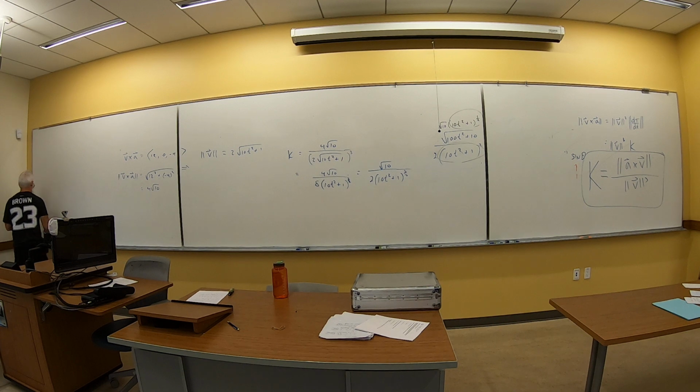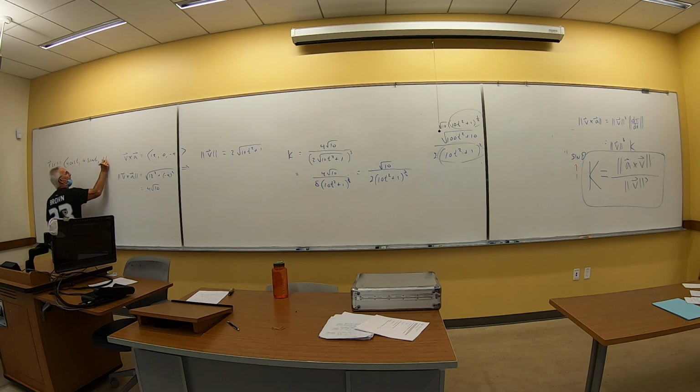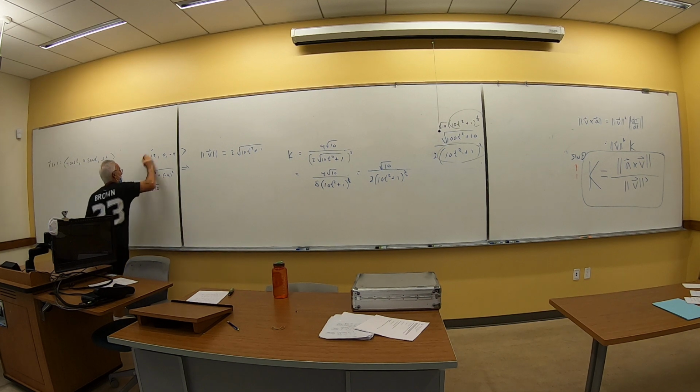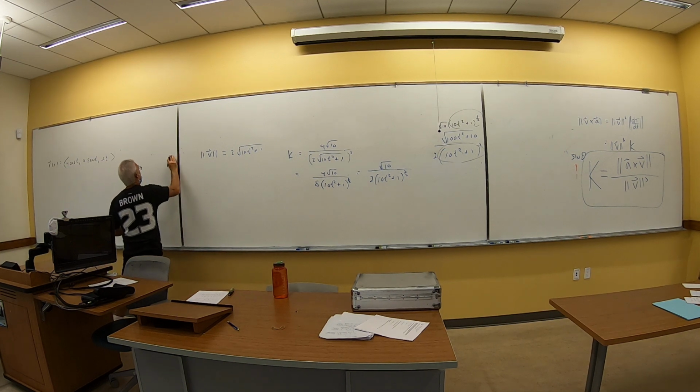All right, let me take a real simple one. Let's say r of t is, how about, 4 cos t, 4 sine t, I don't know, 2t. Let's say that's our helix. We did problems like this recently.